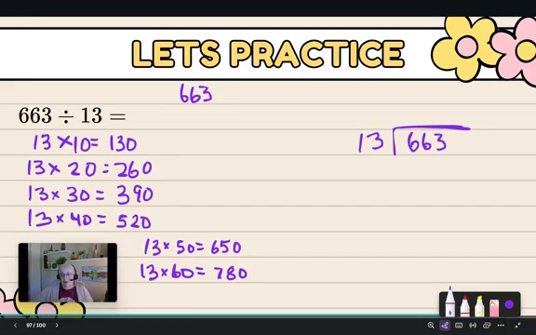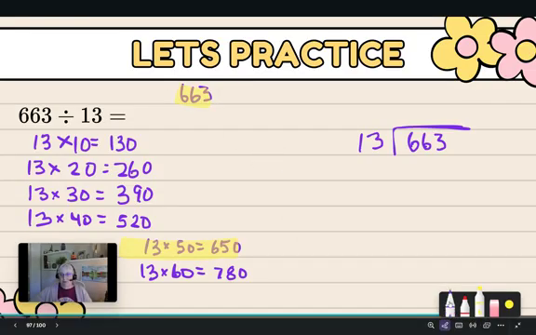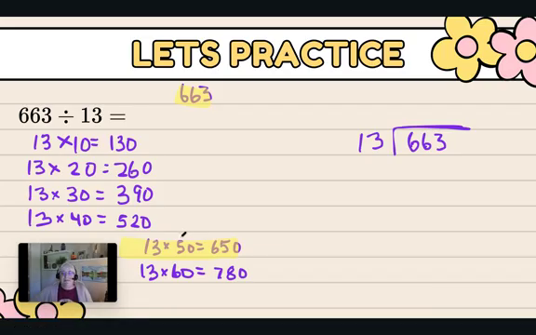So our closest one is right here. 13 times 50 is going to get us 650. And remember, our target was 663. Super, super close. All right. 50 has the 5 in the tens place. So I am going to put the 5 over the 6 because that is the tens place. 50 times 13 is 650.